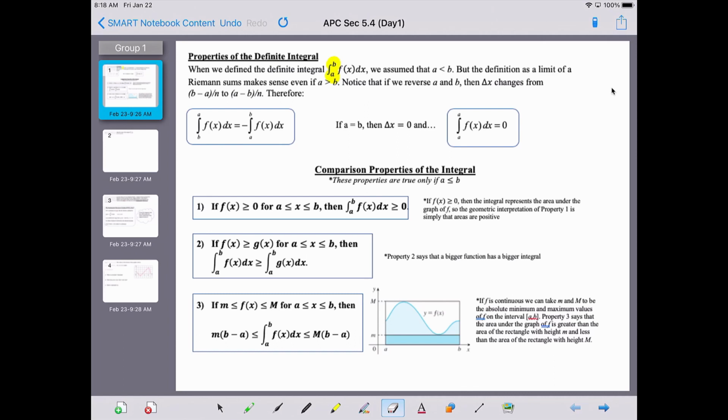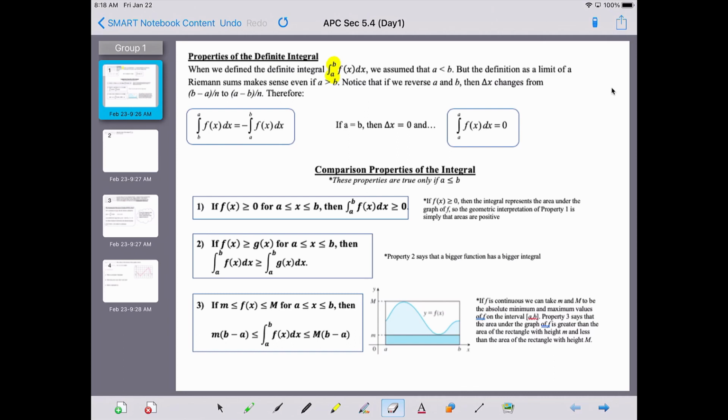So notice first that if we were to reverse a and b, then our delta x would change from (b minus a) over n to (a minus b) over n. And basically that just makes our integral become negative, right? Instead of going from b to a, we are going from a to b, and it is the opposite of that.